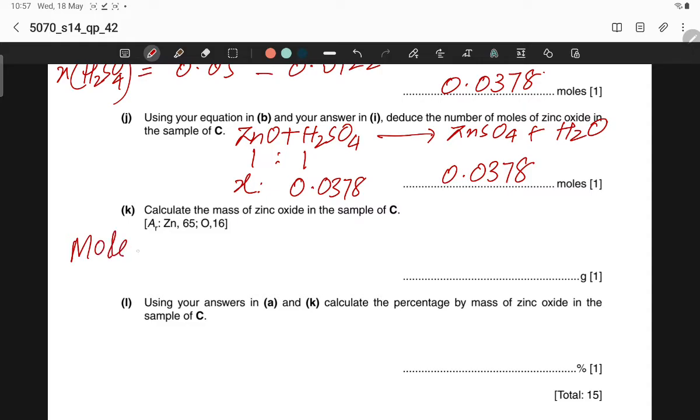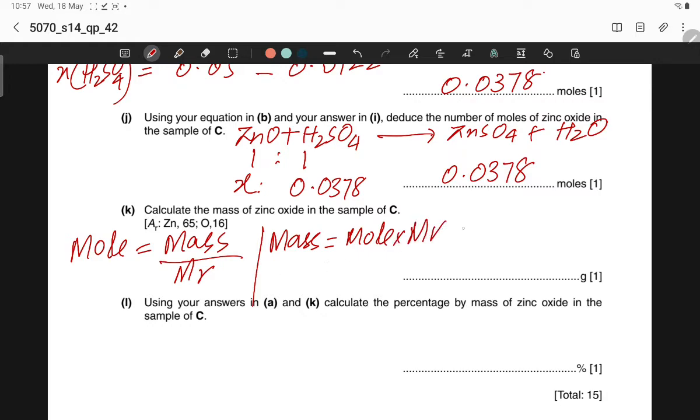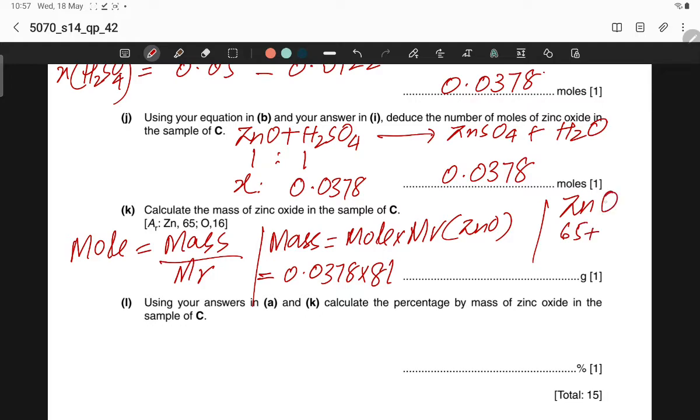Calculate the mass of zinc oxide in the sample of C. Mole is equal to mass over Mr. By using this equation, mass is equal to mole times Mr of zinc oxide. Mass is equal to 0.0378 multiplied by 81. So this is the mass of zinc oxide. Zinc is 65, oxygen is 16, so this is 81. So the answer is 3.06 gram. Gram is written over here.